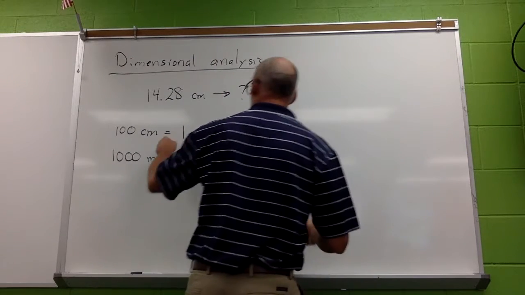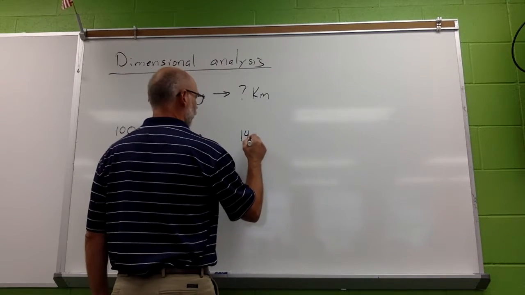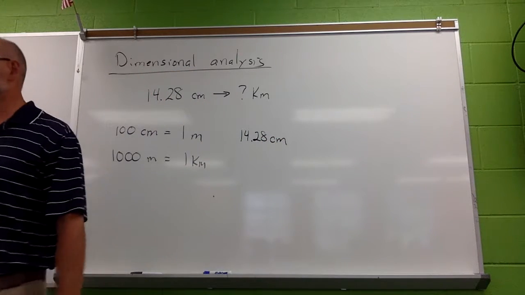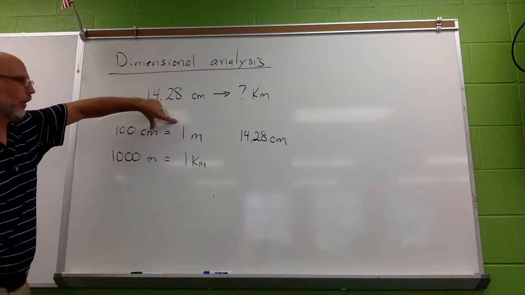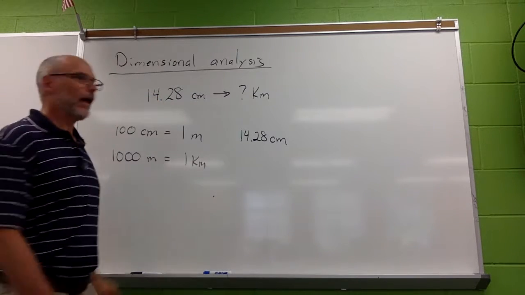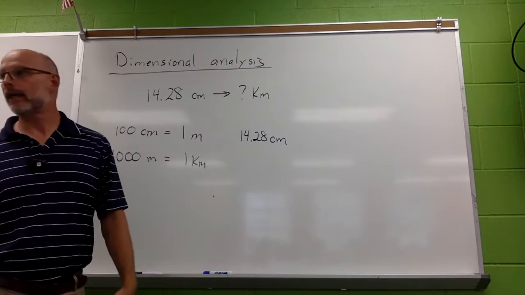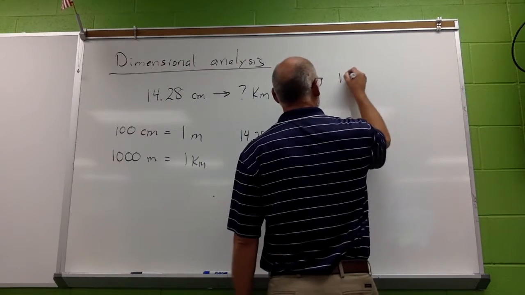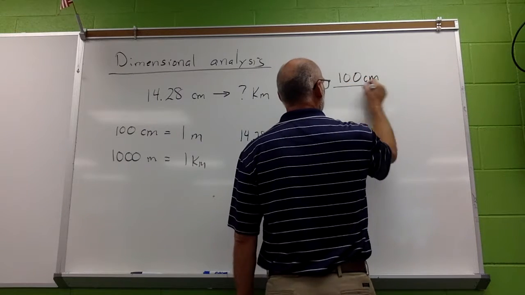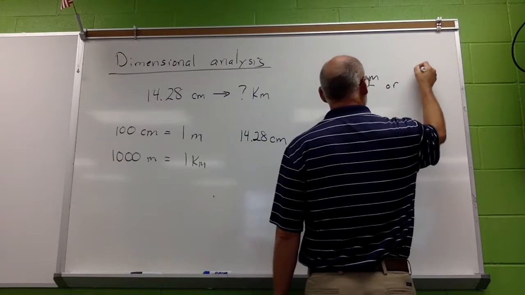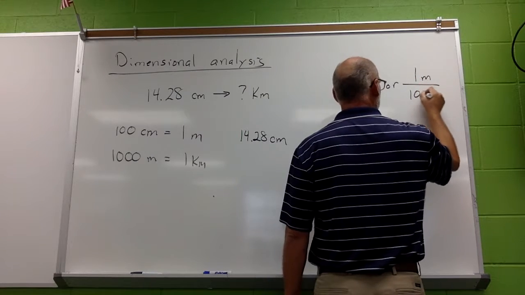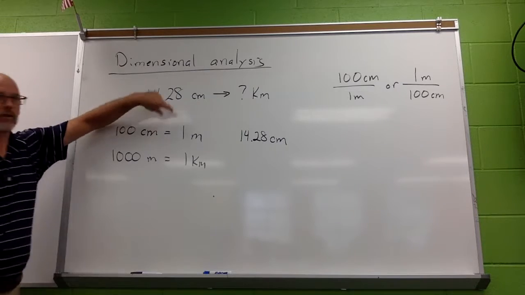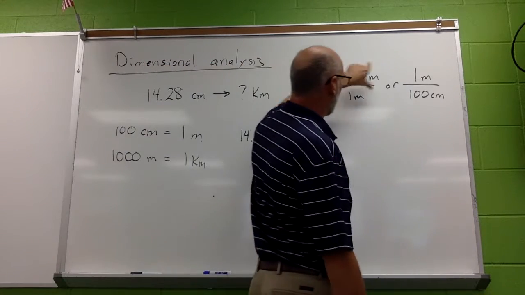So let's do the first thing. Let's convert 14.28 centimeters to meters. We're going to use this relationship. And from this relationship, the whole key to this whole thing, I can make two different conversion factors. One of them is this, or this. Since these two quantities are equivalent to each other, I can set them up either this way or that way.